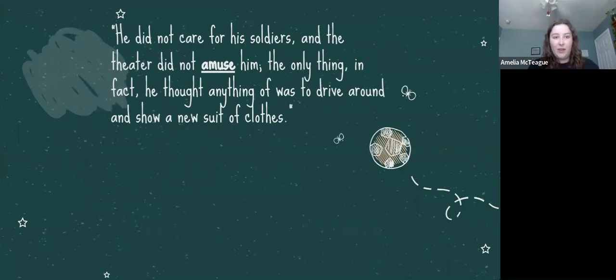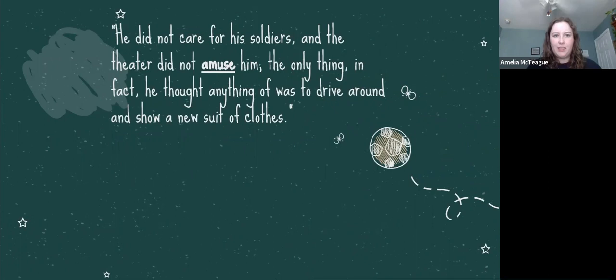The next sentence we're going to read is right here. Find it in my book. He did not care for his soldiers, and the theater did not amuse him. The only thing, in fact, he thought anything of was to drive around and show a new suit of clothes. Amuse. I wonder what the word amuse means. It says the only thing that he wanted to do was show off his new clothes. So I don't think that the theater is going to be something that he really likes. So I'm going to think that's more of a negative word.